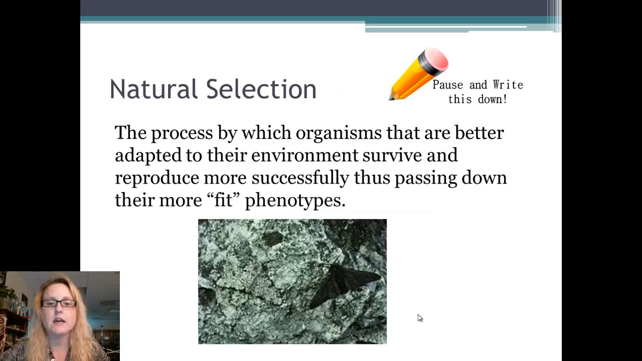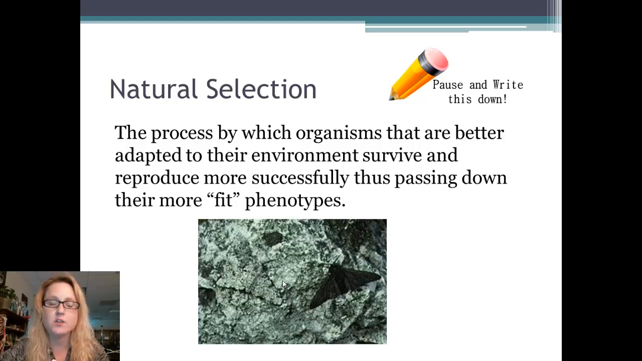What is natural selection? Natural selection is the process by which organisms are better adapted to their environment, survive, and reproduce more successfully, thus passing down more of their fit phenotypes. Now, one of the great examples of this is the peppered moth from England. And the usual form of the peppered moth in Northern Europe was a light peppered pattern coloration. And if you look really closely, this moth right here, you can barely see him against the white trees. Its color pattern camouflages it against predatory attack.